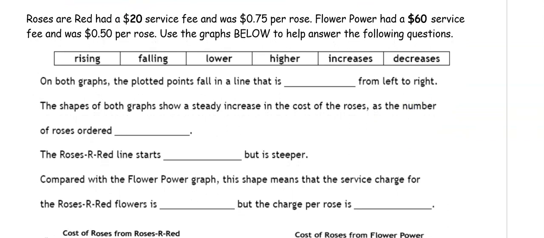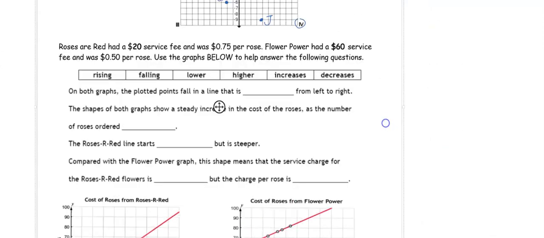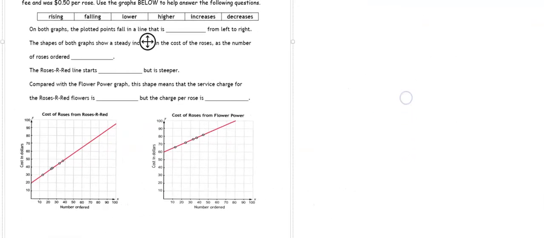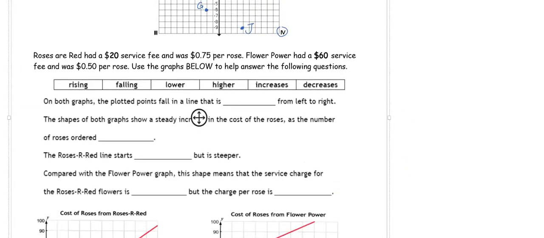So let's go back to our roses are red problem. It says roses are red had a $20 service fee and was 75 cents per rose. Flower Power had a $60 service fee and was 50 cents per rose. Use the graphs below to help answer the following questions. So I'm going to zoom out just a little bit so we can see these graphs if it'll let me. Okay, so I apologize that it's so small.